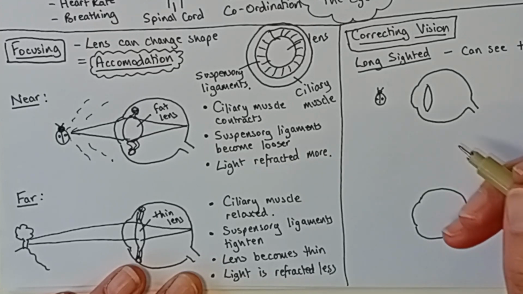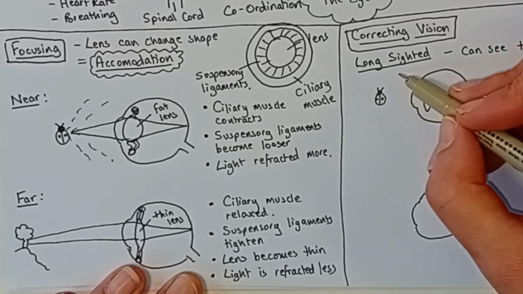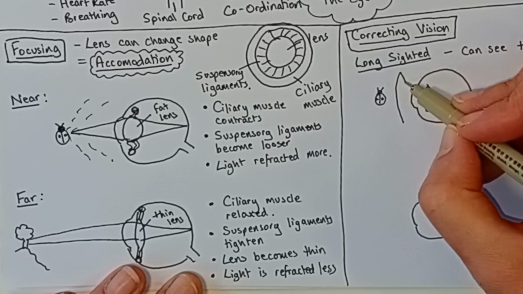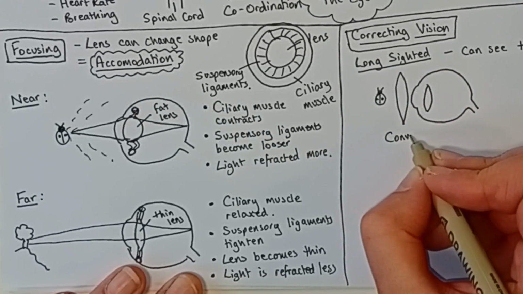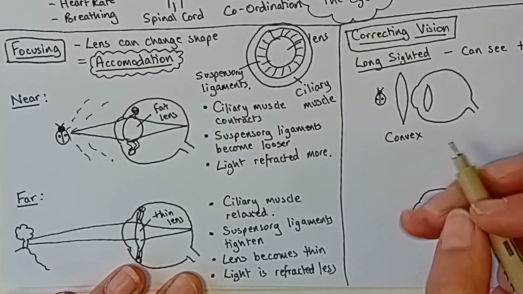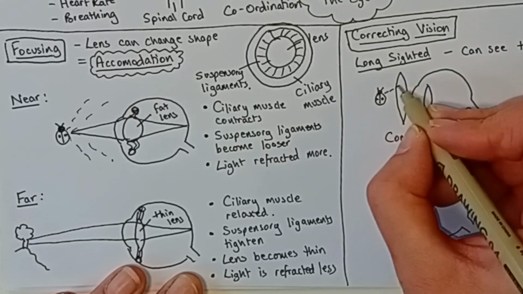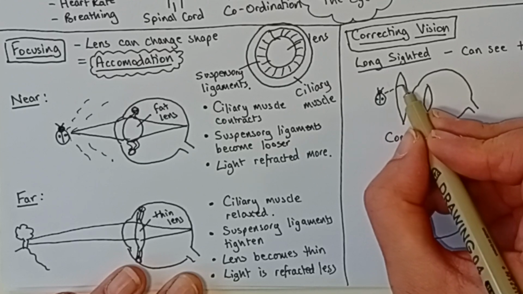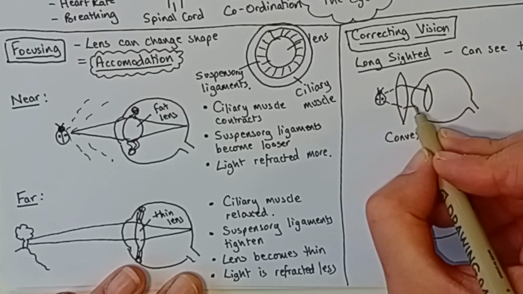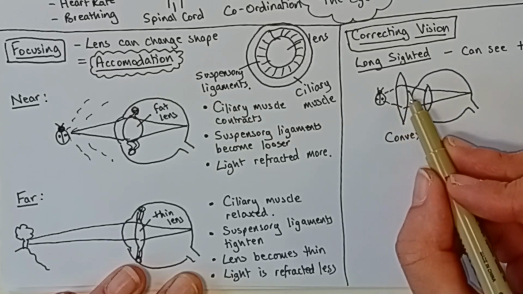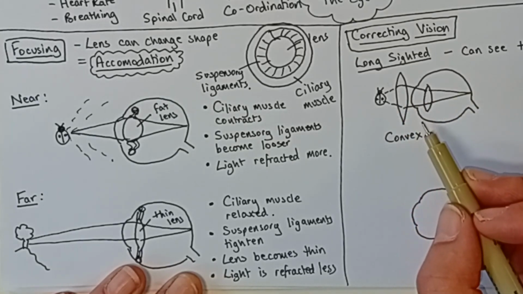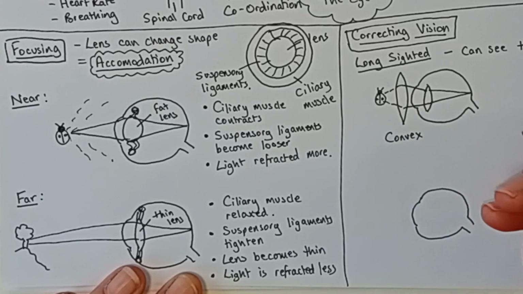So instead, we need to put a corrective lens. The person needs to wear glasses. And that lens needs to be convex. And what that's going to do is refract some of that light for us back into the eye. So it focuses there. So it's going to bend it back. Okay, it's going to refract it more.